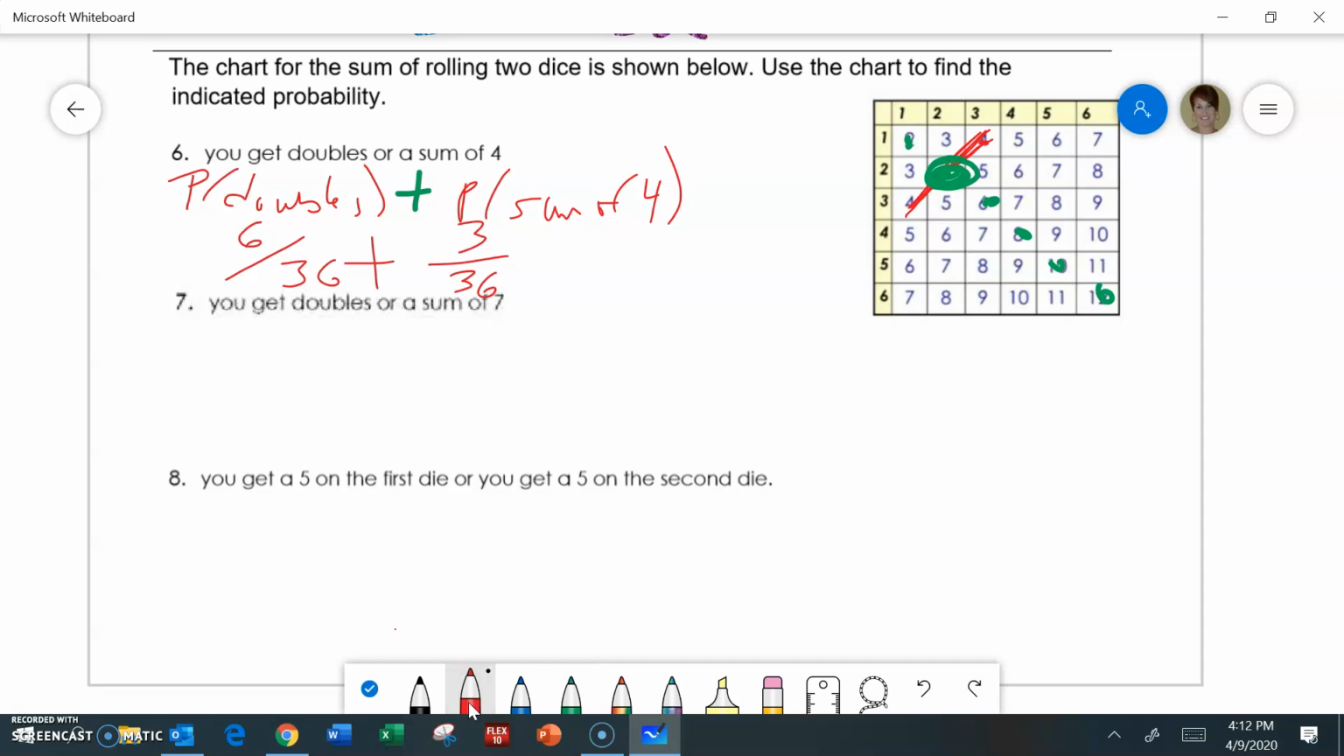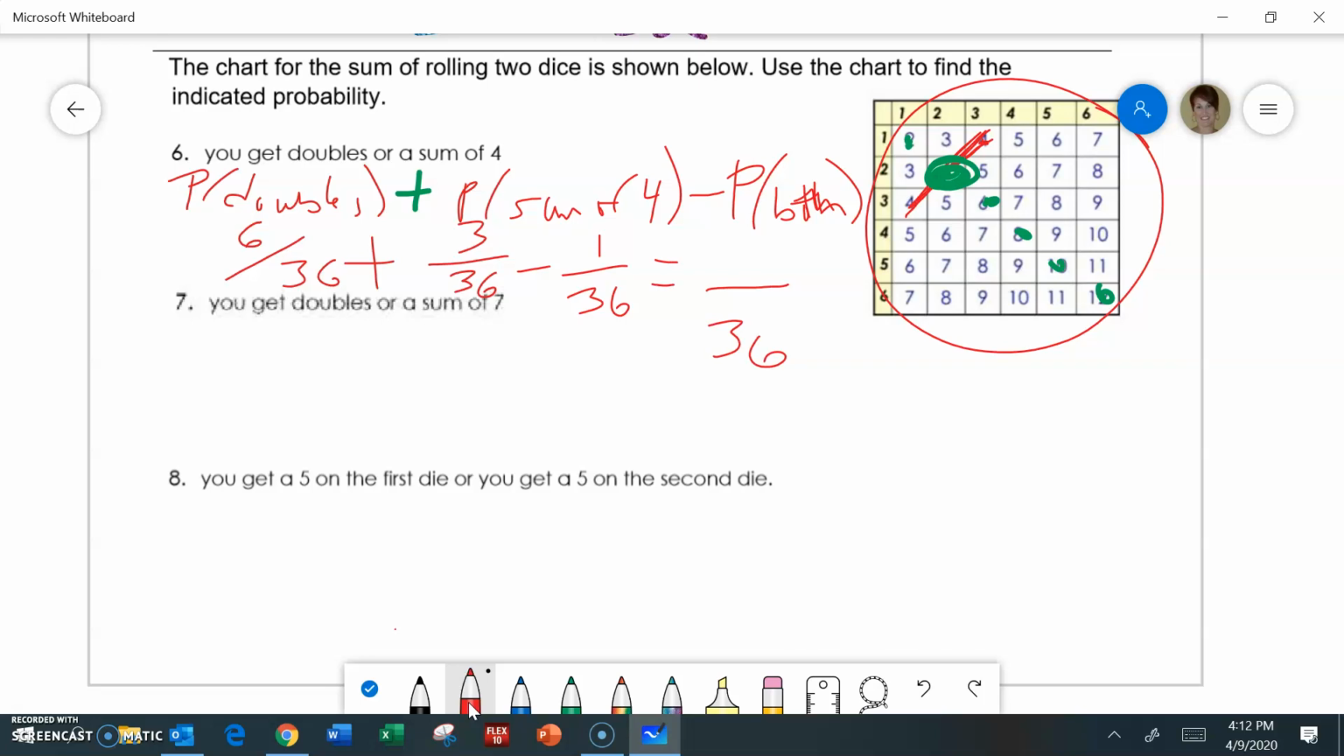So we have to subtract away the probability of getting a doubles and a sum of 4. It's kind of like in our Venn diagram, the overlap of the circles. So we want to subtract away the 1 out of 36 in the entire chart. Okay? So once again, the denominators are out of 36. So once you have a common denominator, we can then add and subtract. So 6 plus 3 is 9, and 9 minus 1 is 8. So when you reduce 8 out of 36, our final answer here would be 2 ninths.